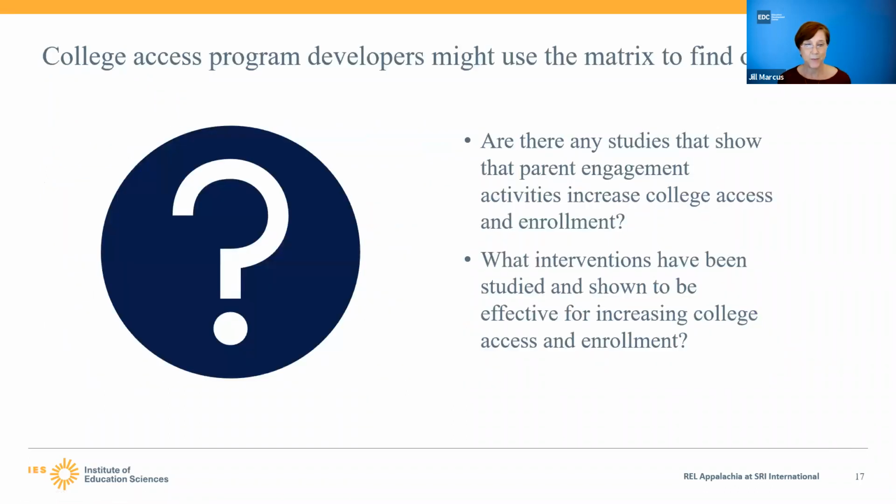The matrix can help you think about new interventions to try depending on the outcome you are interested in. For example, if you're a college access program developer, maybe you wonder whether it's worth it to add parent engagement activities into the mix. Or maybe you want to look for new, promising evidence-based ideas for your program that are likely to increase college access and enrollment.